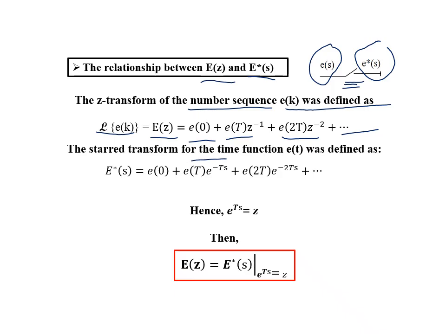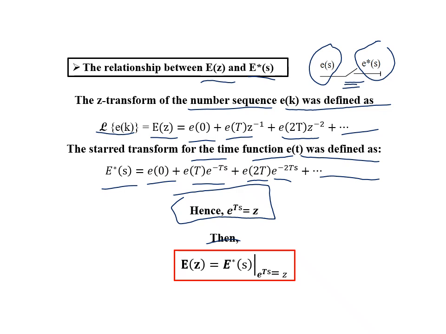The standard transform of a time function E of t: E star of s equals E of 0 plus E of T times e power negative Ts plus E of 2T times e power negative 2Ts and so on and so forth. And from the definition of the Z transform, e power Ts equals z. Then E of z equals E star of s at e power Ts equals z.